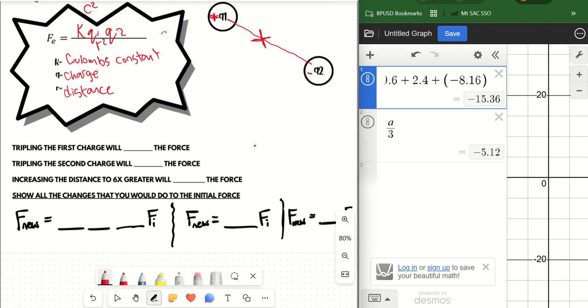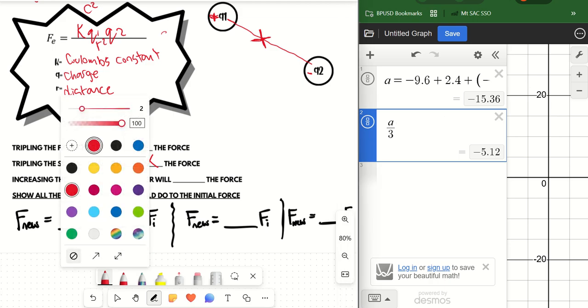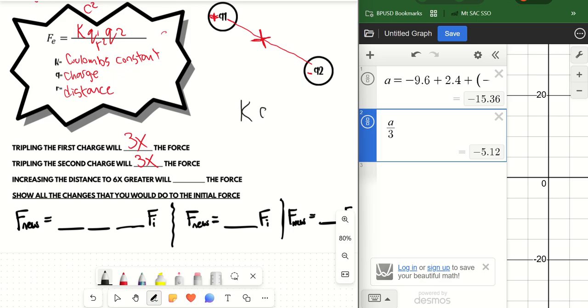So if I had some force between these two objects, if I tripled the first charge, it will triple the force. So this is going to give us 3 times the force. I could see, because if this became 3 times bigger, my force in the equation would actually gain by 3. It would become 3 times greater. All right, tripling the second charge will also triple the force. Now increasing the distance to be 6 times greater will actually, so if I'm looking at my equation, I have K, let me put this in black and then I'll plug in my changes. So I have K, Q1, Q2 over R squared.